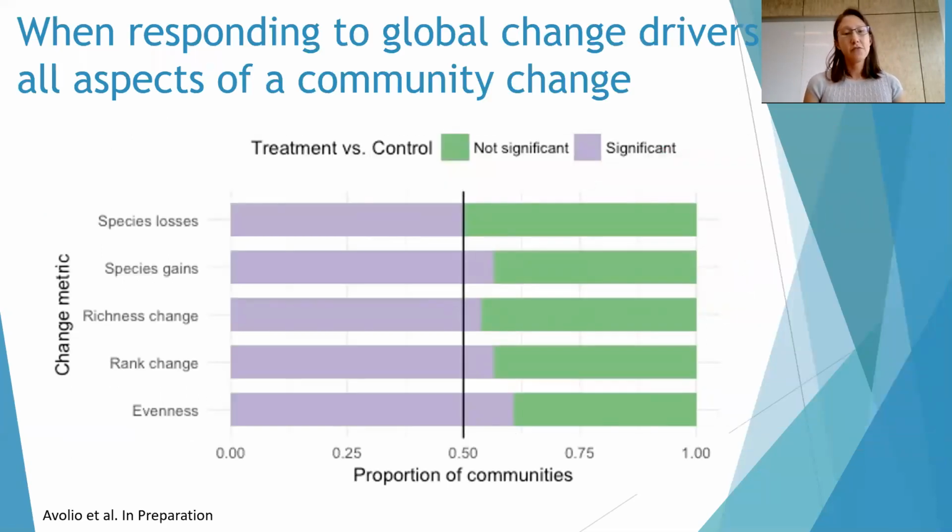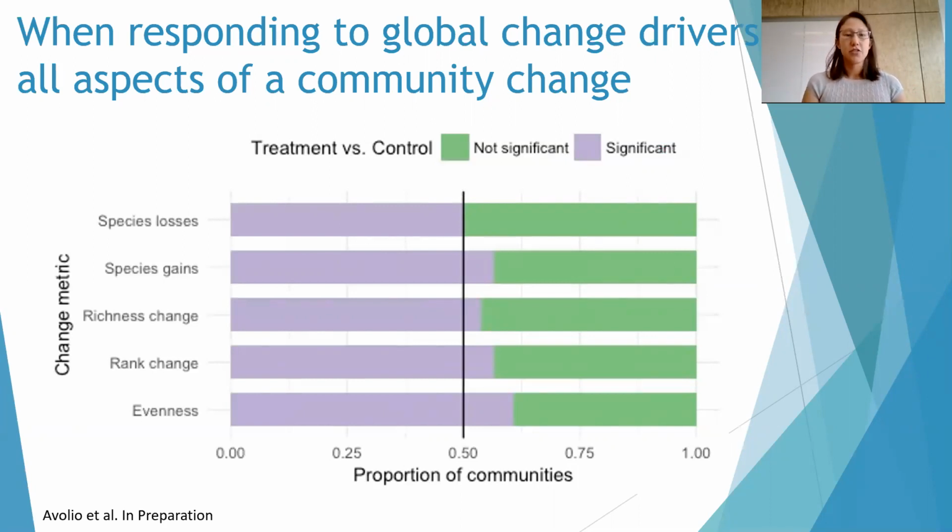So we've had a few different findings so far. The first is we found that about half of the time, plant communities are not responding to global change factors, but in the half of the time that they are responding to these experimental global change drivers, we see that change occurs in all different aspects of the plant community.